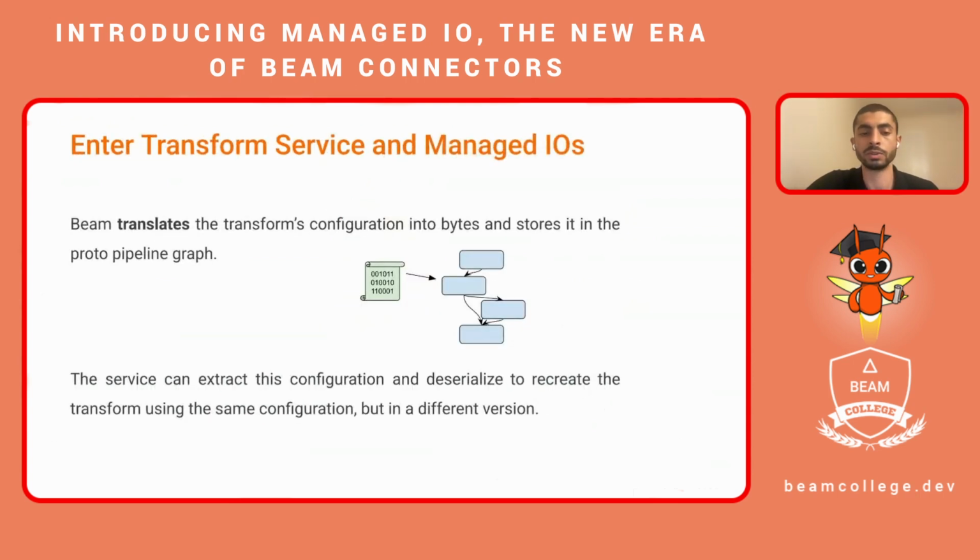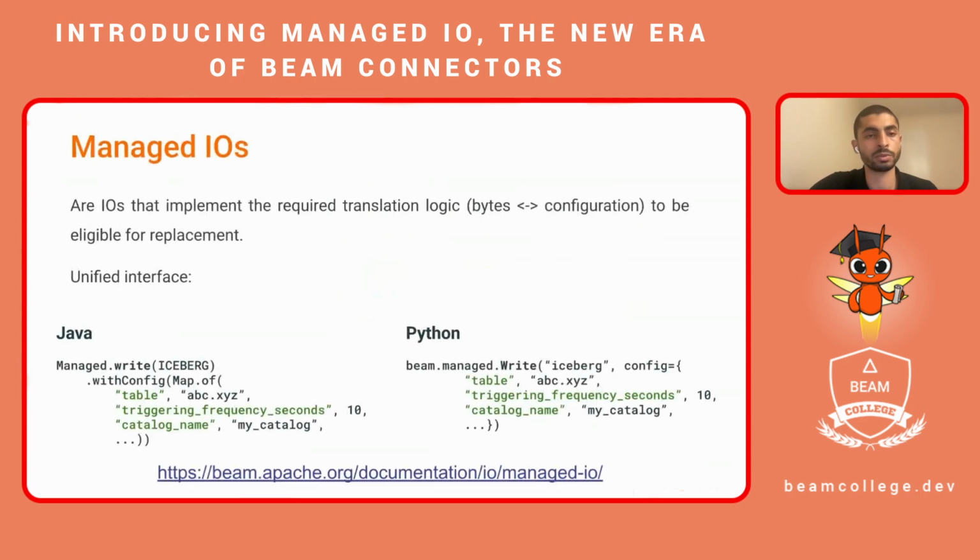These are IOs that Beam can inspect and take their configuration, convert it into bytes, and store those bytes onto the pipeline proto. And what this does is it allows the service or the runner that is executing the pipeline to extract these bytes and convert them back to a configuration and rebuild the transform. And we'll get into a little bit more detail. But first, we'll talk a little bit more about managed IOs.